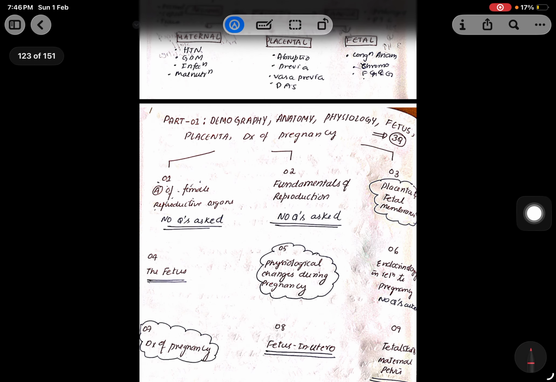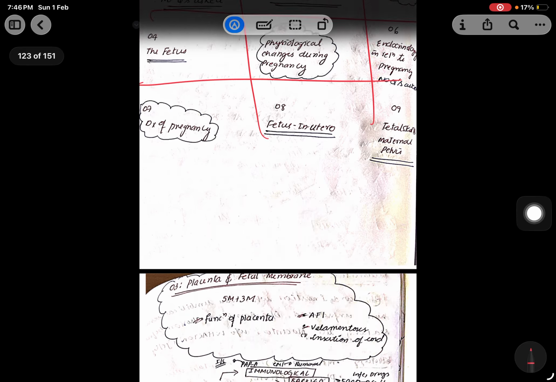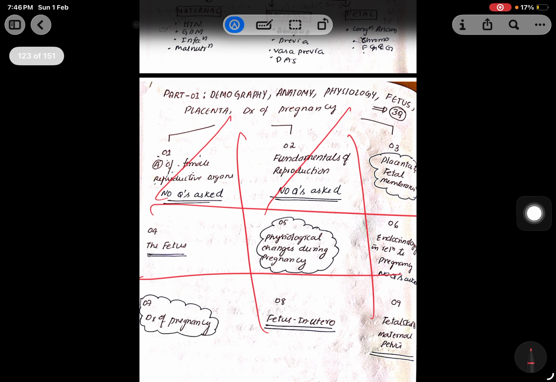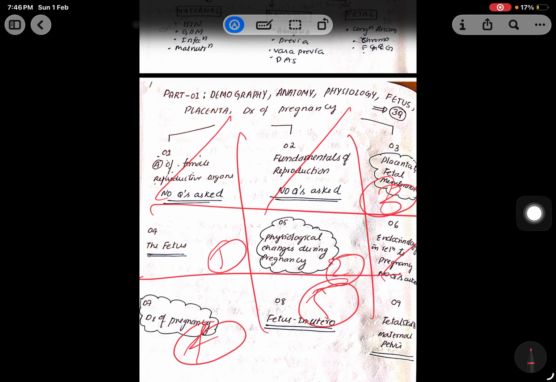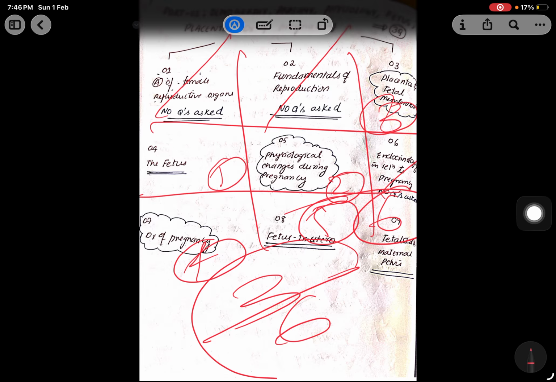Okay, now coming to your first part, that is basics. These are the questions which are there. The first thing has no questions asked, and again the sixth thing has no questions asked. So basically you need to study 1, 2, 3, 4, 5, 6. Out of these 6 things you will get 3 questions.